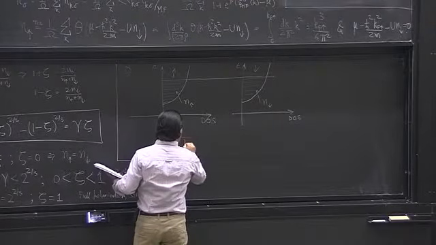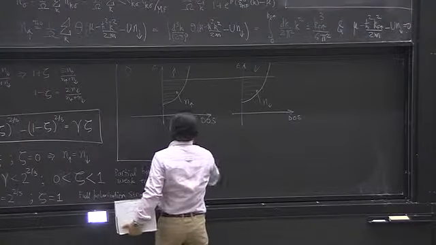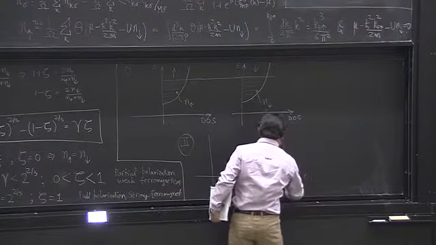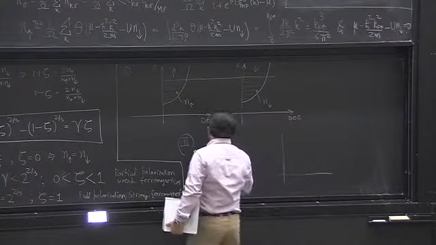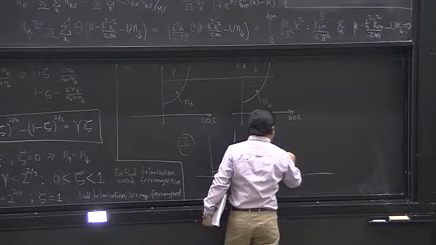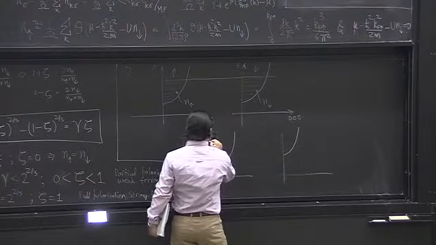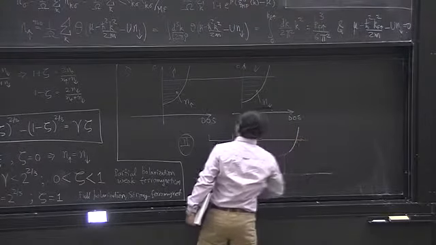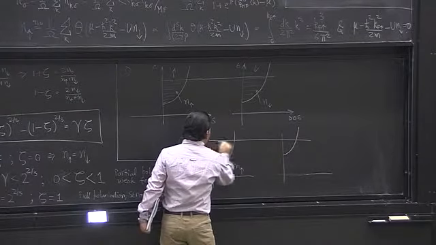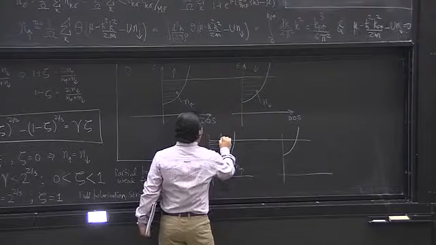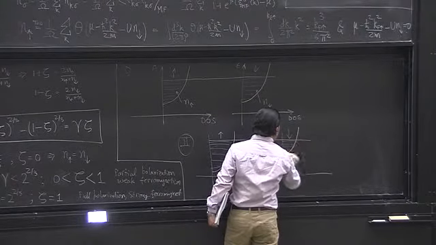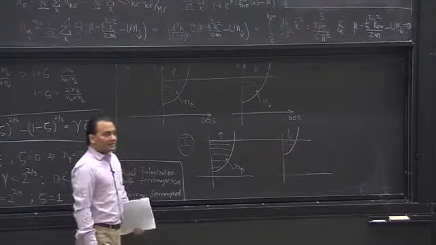The second case corresponds to a situation when the upspin density is like this and the downspin density is this. This is the Fermi energy. So now you can see that N up is much larger than N down, right?